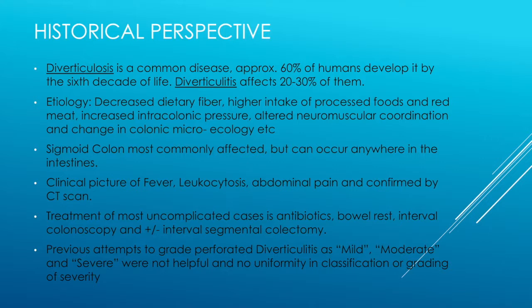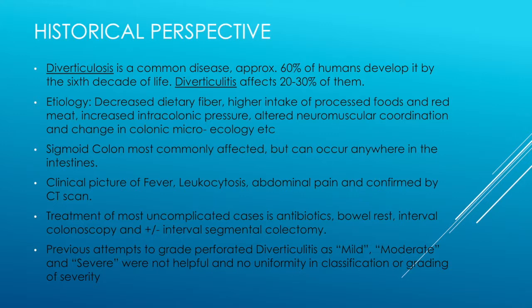We know that diverticulosis is a uniformly ubiquitous disease and its prevalence increases with age. A variety of etiological factors are associated with its occurrence, and it manifests as abdominal pain, leukocytosis, and characteristic CT scan findings of colitis with or without perforation, depending on the state of the disease.